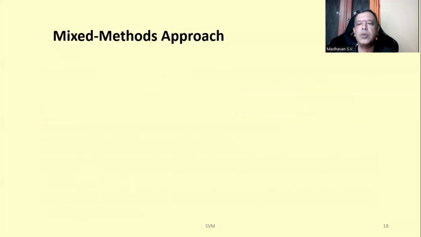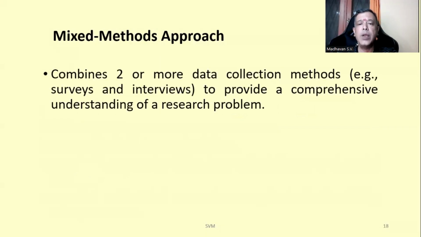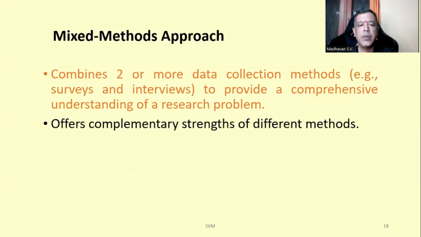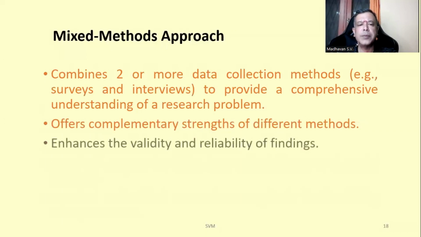Mixed methods approach means you are not restricted to one particular method only when you do research. You may have a mixed methods approach also. It may combine two or more data collection methods. For example, you may do a survey and also an interview to provide a comprehensive understanding of a research problem. And it offers complementary strengths of different methods. You try to choose the best in every method and try to adopt it.